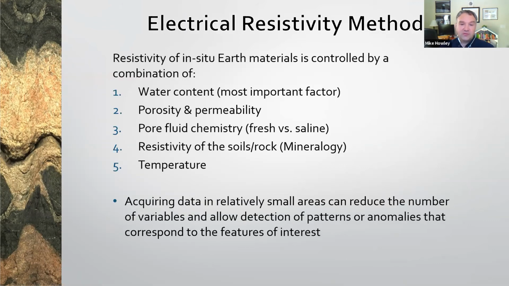The resistivity of earth materials is controlled by a combination of water content, which is the most important control, porosity and permeability, pore fluid chemistry, is the groundwater fresh or saline, resistivity of the soil and rocks, which is an inherent physical property, and temperature. Acquiring data in relatively small areas along survey lines or grids can reduce the number of variables and allows detection of patterns or anomalies that correspond to the features of interest.